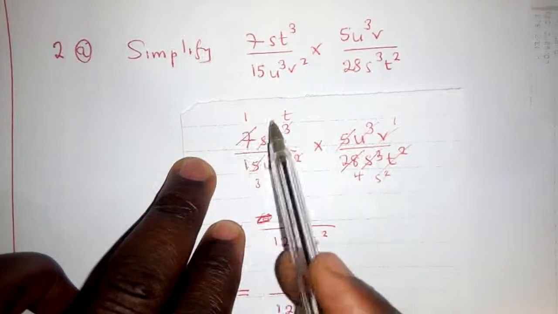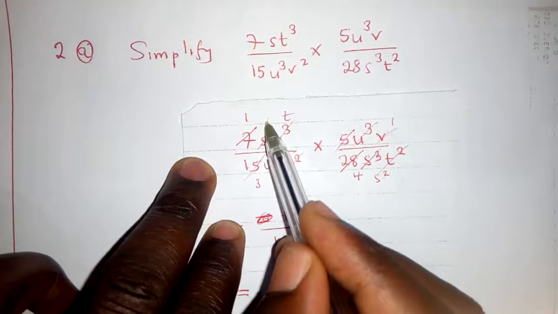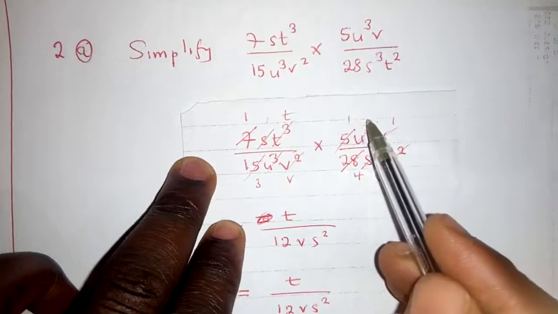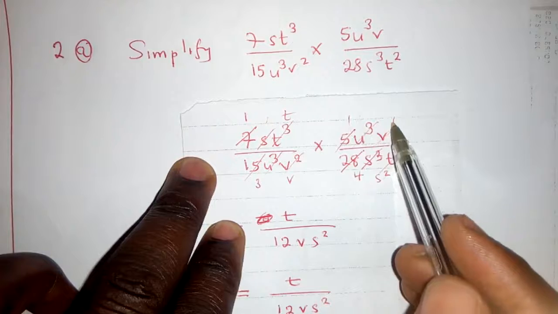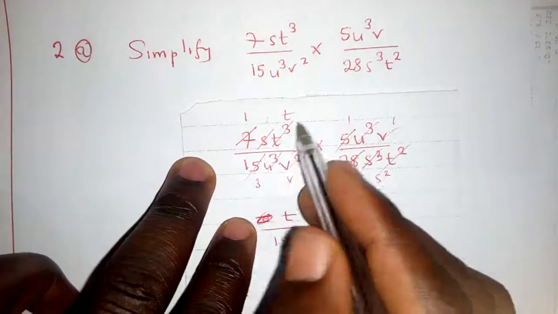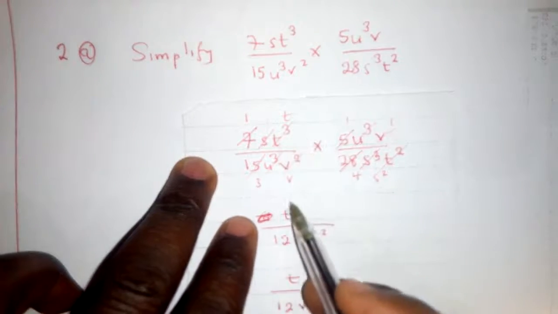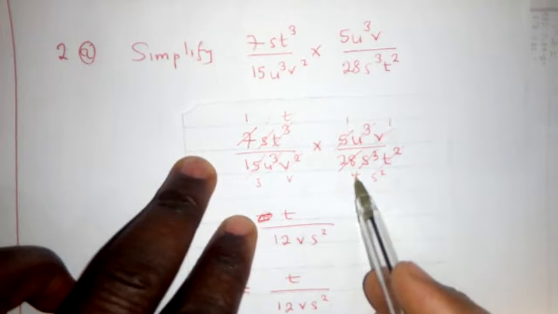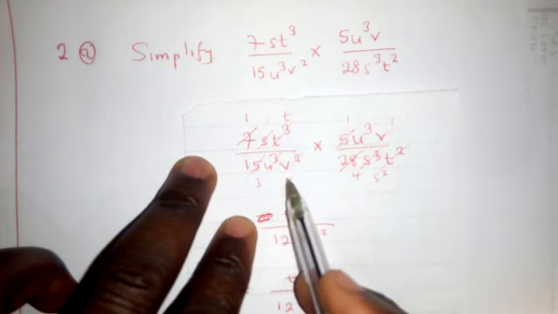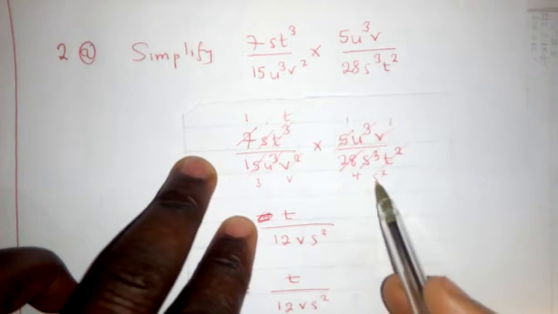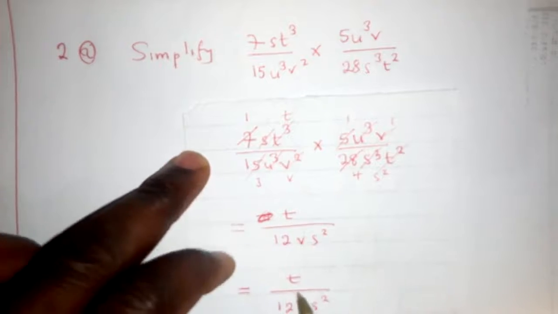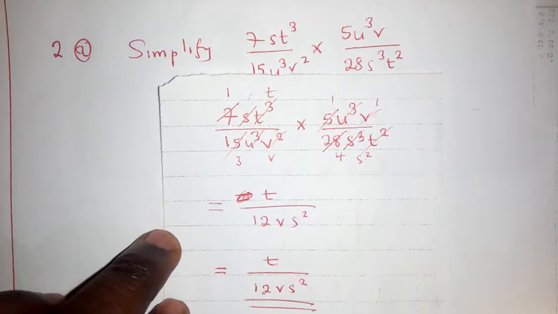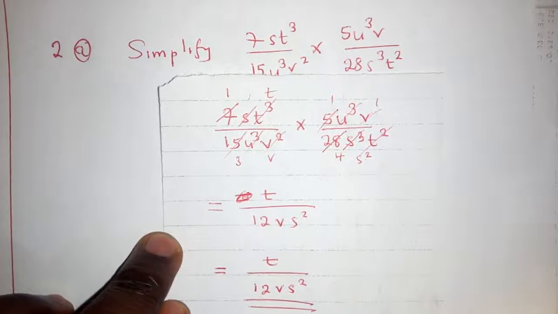So on top here we have 1, over here 1 times 1, 1 times t, t times 1, t times 1, over here t times this one, it will just be t. On top we only remain with this t. Down here we have 3 by 4, it's 12, and then this v is over here, and then s over here. So the solution will now look like this. Thank you very much. We go to the next question, which is question 2b.